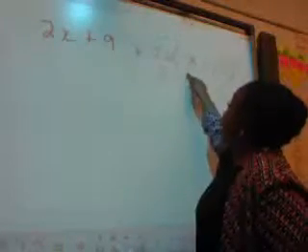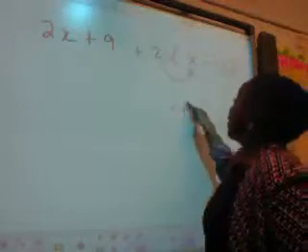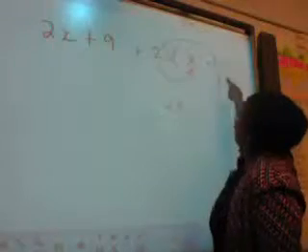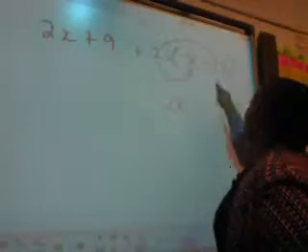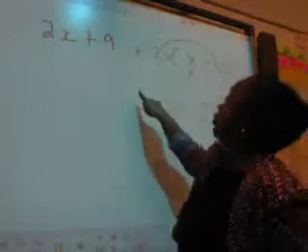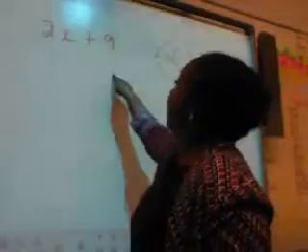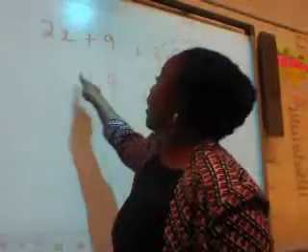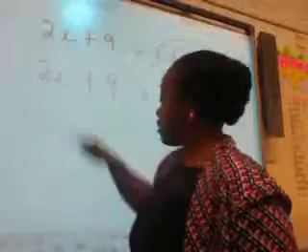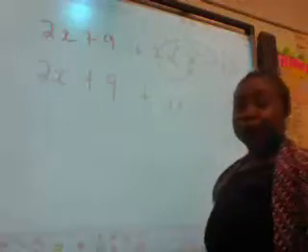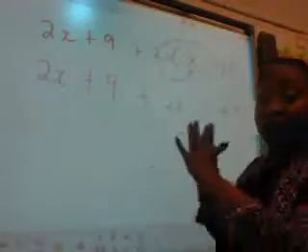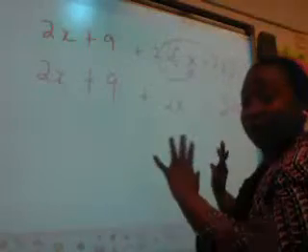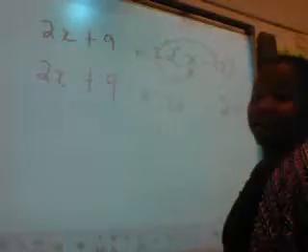So 2 times x is 2x, and 2 times 12 is 24. Okay, bring down my subtraction sign, bring down my addition sign, bring down my 9, bring down my addition sign, bring down my 2x. Okay? Now I'm going to look at this. See how I'm writing out each equation? I want to write everything out so I don't make a mistake.